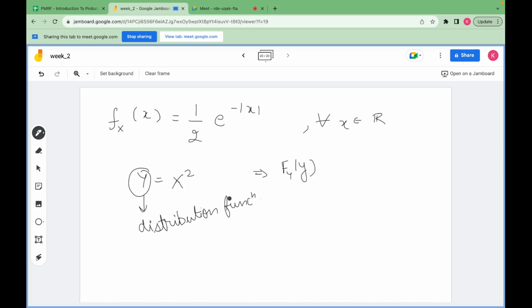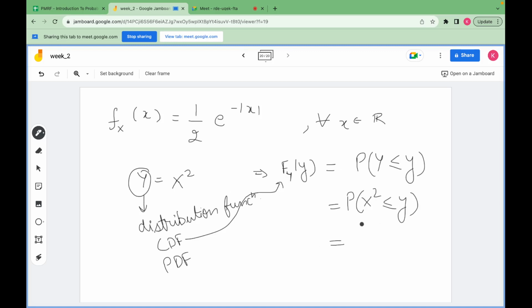So for the distribution function, you can find either the CDF or the PDF. Okay, the cumulative density function or the probability density function. So here we are looking at the CDF. Okay, so F capital Y small y is equal to the probability of capital Y less than or equal to small y. Now capital Y can be written as x square, and we can again write it like this. Okay. So now this is nothing but an integration of fx dx from minus root y to plus root y.